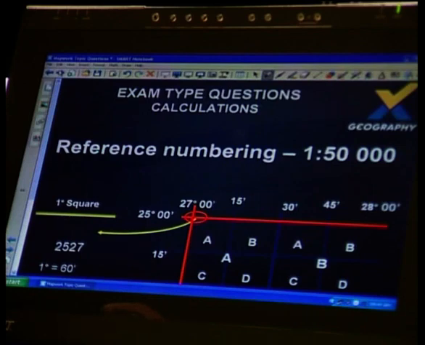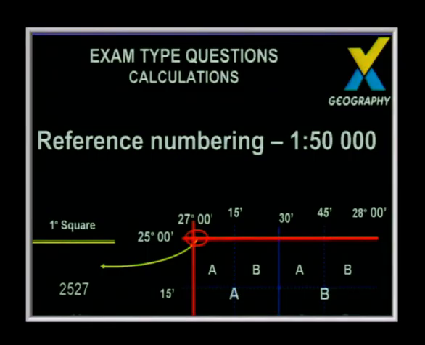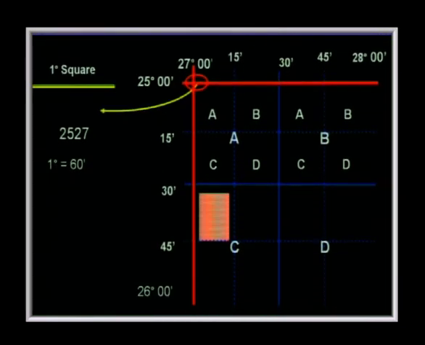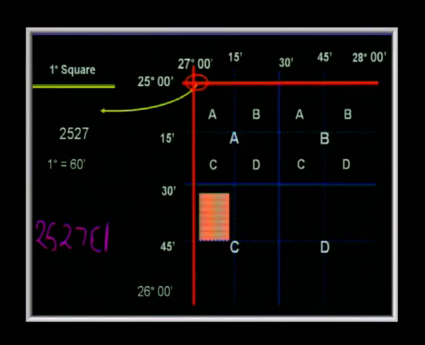Now, let's look at it. We're taking that 25 latitude and 27 longitude, and we're going to draw a block. You must remember again, it was 25, 27, and as indicated on the map, C and A.